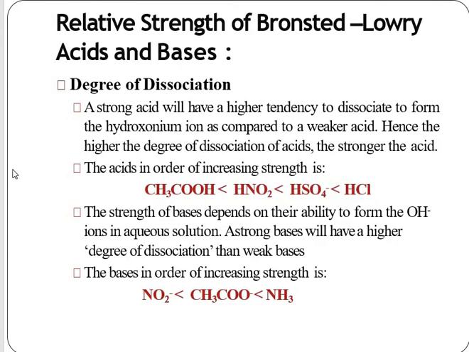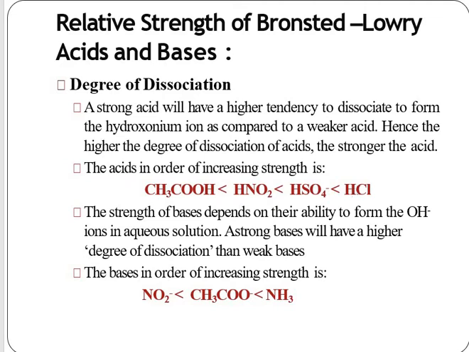So you can identify or classify the relative strength of Bronsted-Lowry acids and bases. Acetic acid, nitrous acid, these are the ions. This is the ion liberated from sulfuric acid, and these acids are in order of increasing strength here. So according to Lowry and Bronsted, acidic strength increases.